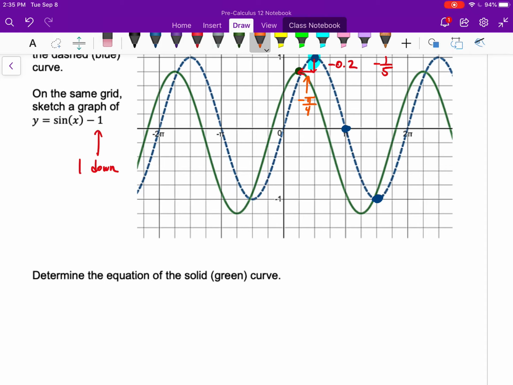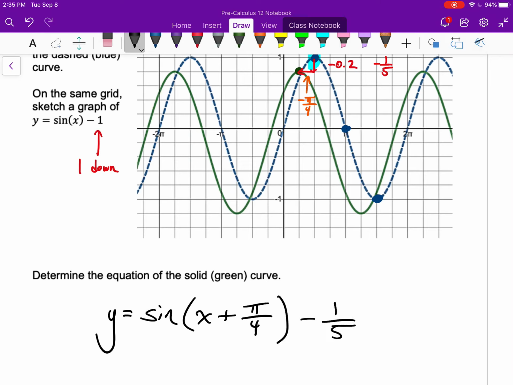So how do I put that into the equation? Well, I can say y equals the sine of x plus pi over 4, right? Because I want to move this graph 1/4 pi to the left. If I want to move anything to the left, I have to add. And minus 1/5, or 0.2, out here. And this right here is what I actually typed into Desmos to create the graph you see here.